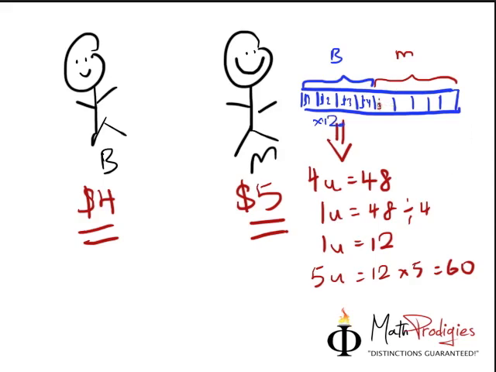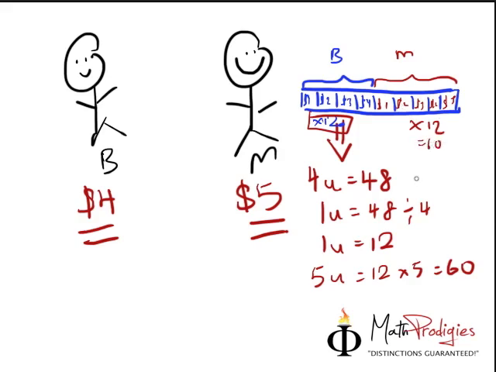In this case, Mustafa has how much? He has $5. 1, 2, 3, 4, and 5. So if I times 12 here, I must be fair. I must times 12 on the other side as well. So I get 5 times 12 gives me 60 as well.